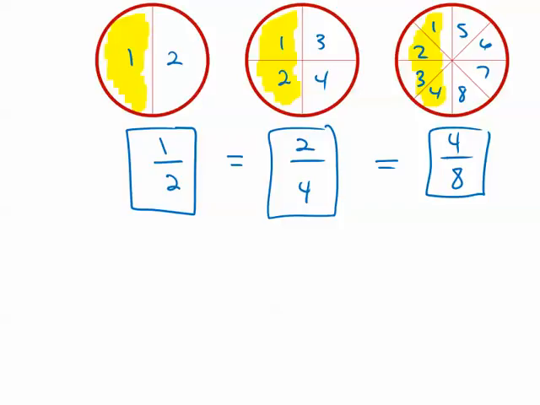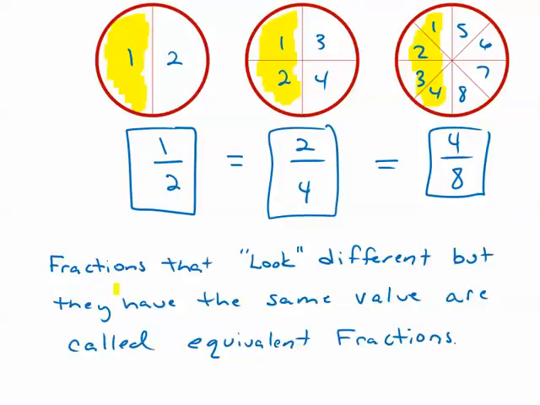So let's write that down. Here we have it as an informal definition, if you will. Fractions that look different, but have the same value, are called equivalent fractions. If you were to take a calculator and divide these fractions, 1 divided by 2, 2 divided by 4, or 4 divided by 8, you're going to get the same decimal number. That's 0.5. They're all equivalent to 0.5. And as you know, 0.5 is the decimal representation for 1/2.